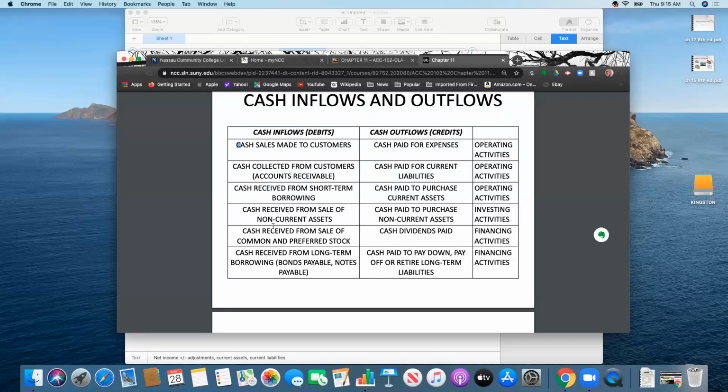Now there's one that I didn't put here that I just thought of as I was talking. What about treasury stock? I buy back shares of my own stock: debit treasury stock, credit cash. Right? That would belong here too as a cash outflow. And as a cash inflow, what if I resell the treasury stock? Debit cash, credit treasury stock.